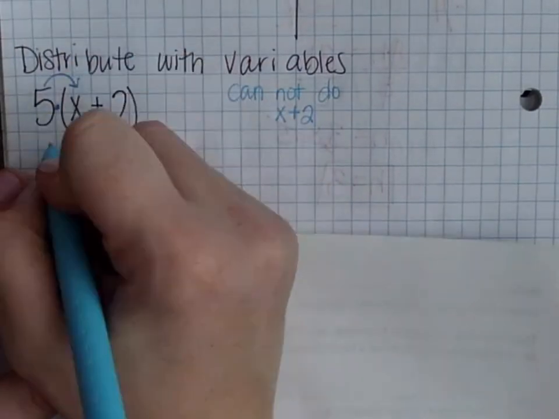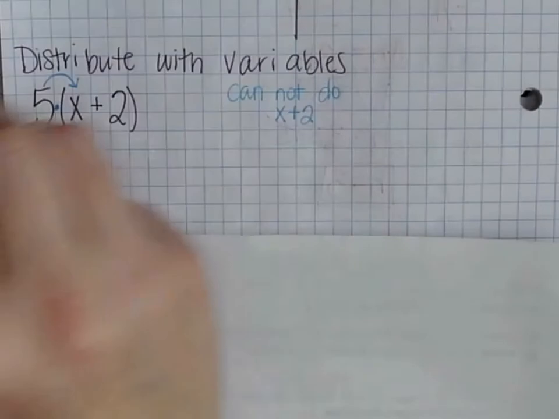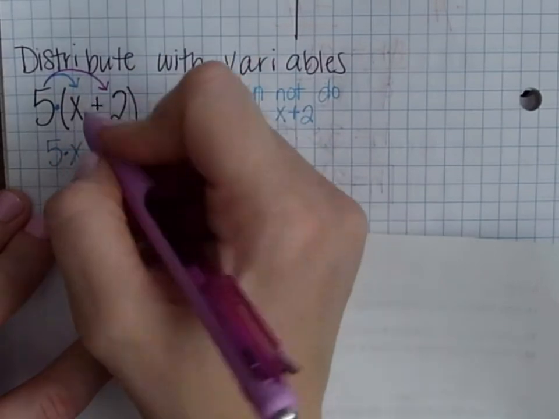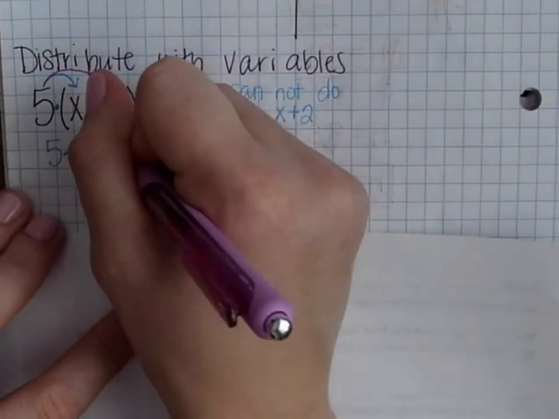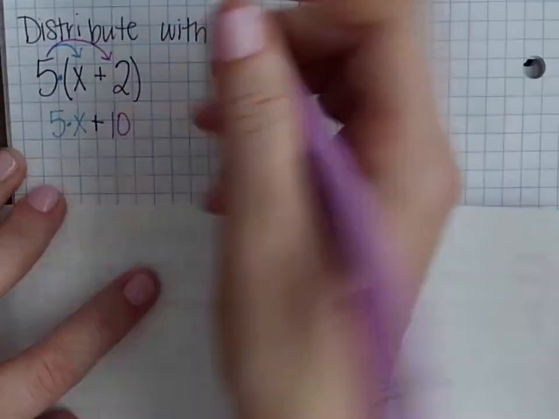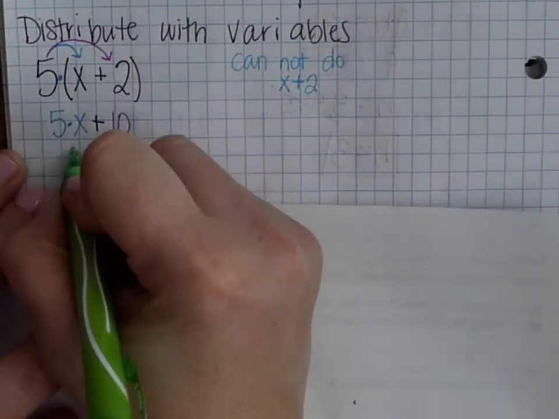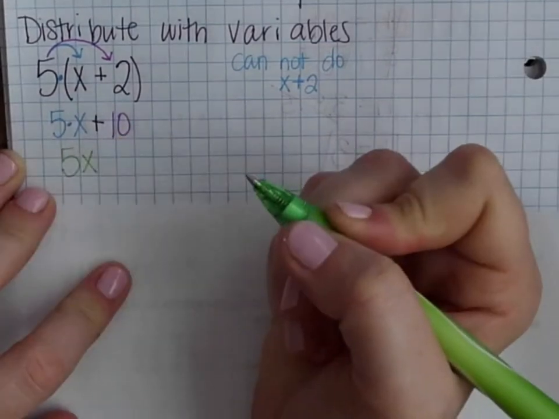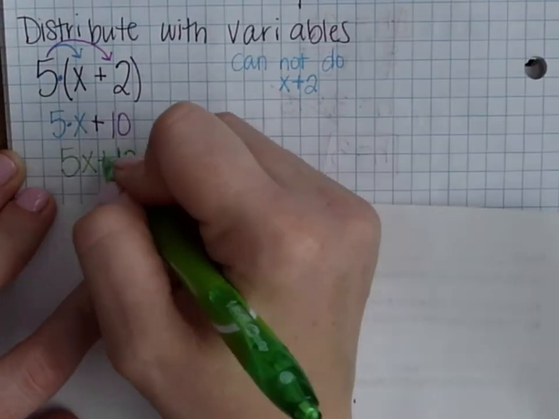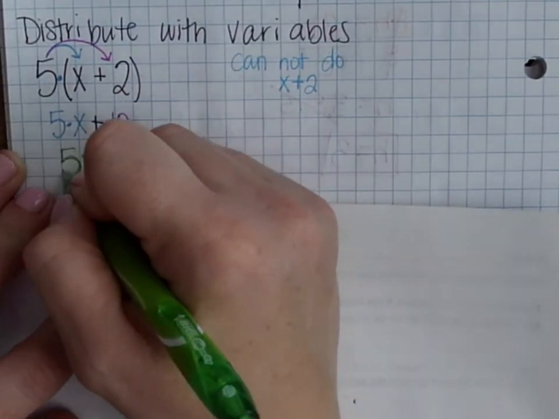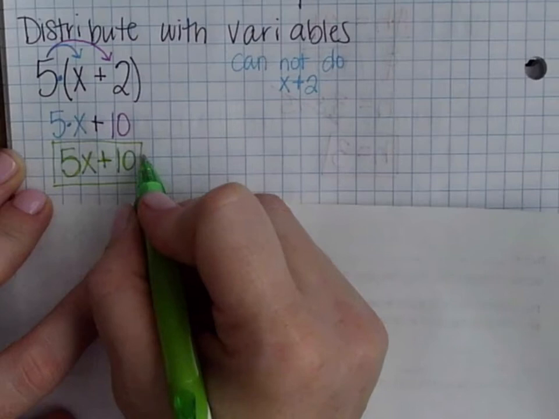So 5 times x, and again bring down the plus sign. 5 times 2 is 10. When we have a number and a variable right next to each other like that, we can write it as 5x plus 10. We don't have to write that multiplication right there. So then that would be my answer. Notice I can't actually solve this because there's no equal sign.